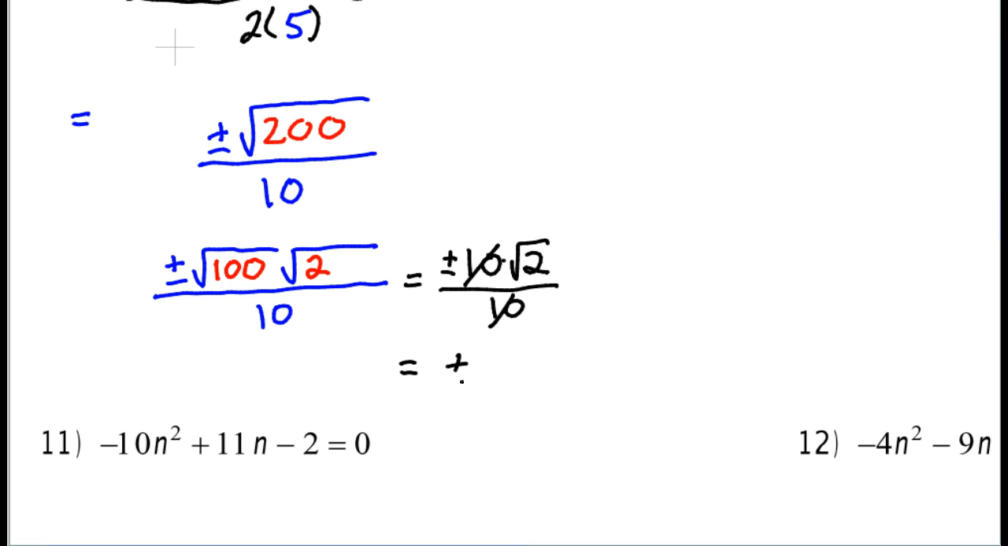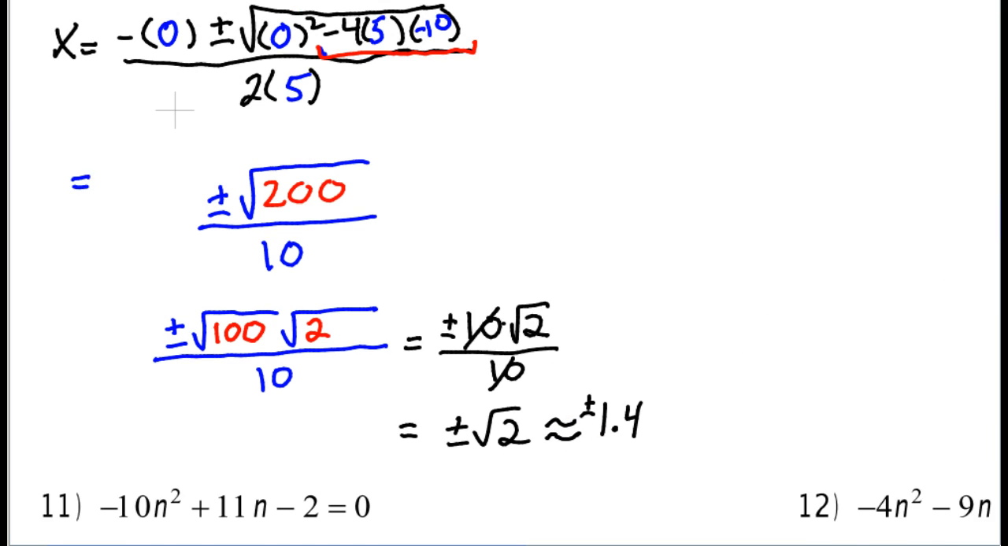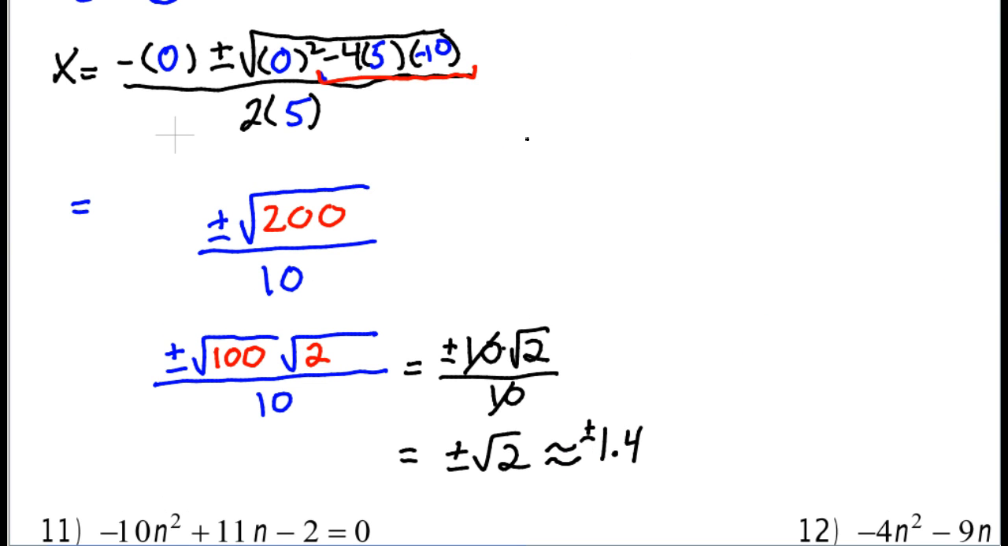So we get two answers. Plus or minus the square root of 2. If we were actually graphing, we can approximate it. You can use the approximate sign, which is like a wavy equal sign. And that's about 1.4. Okay, positive and negative. Yeah. So it looks something like that.